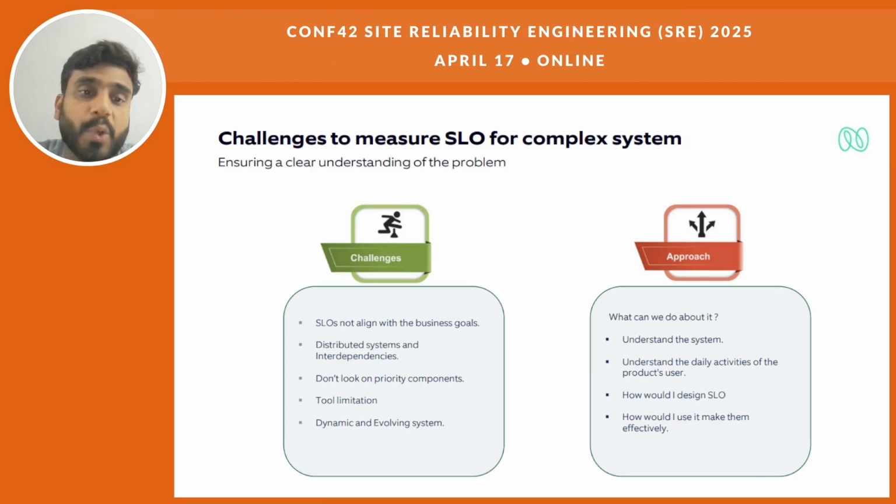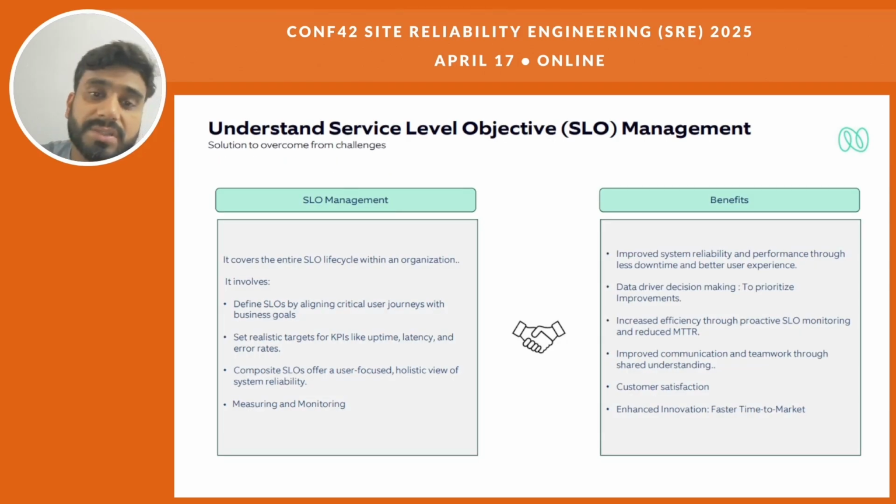But the question is, what would be our actual solution for this issue? The solution is service level objective management. SLO management is a life cycle that we need to define within our organization. It basically involves defining SLOs by aligning the user journey with the business objectives, whatever business goals we have. So accordingly, we need to define the user journey first. Then set realistic targets for KPIs like uptime, latencies, and error rate. That is one of the key practices that we need to follow.